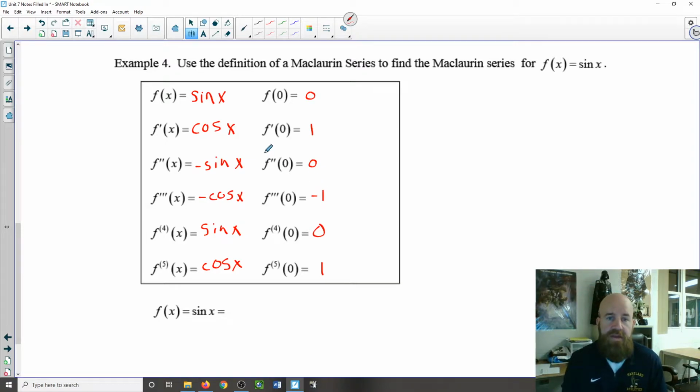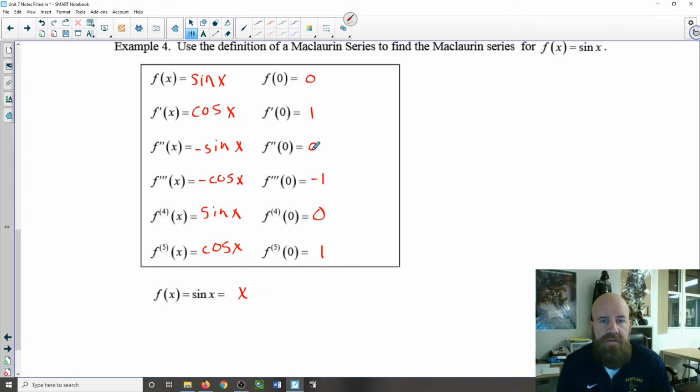I suggest doing these this way. We write them out in this way. You can write them horizontally if you want, but I think vertically works best. And then we can go ahead and put them into our format. So the first term would be 0. Second term would be 1x. The next term would be 0 there, so that's going to cancel out.